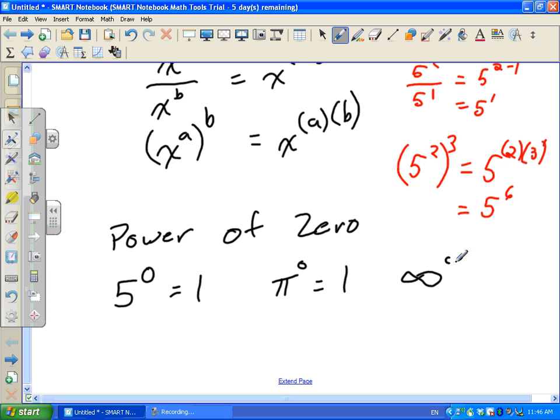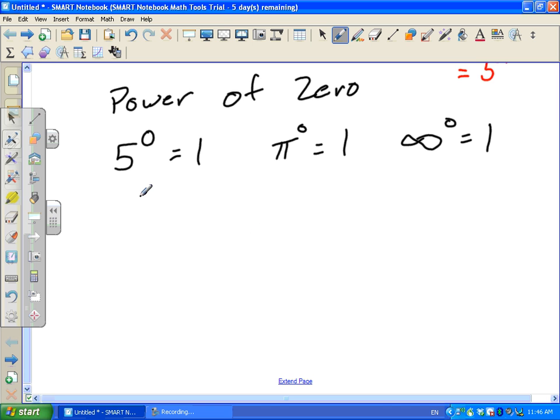Infinity to the power of 0? 1. Actually, I don't know if that one's true. I got to check that one. But anyway, the idea is anything to the power of 0 is just 1. Actually, that is true. So I'm going to show you the proof to this. We'll use division to prove it.